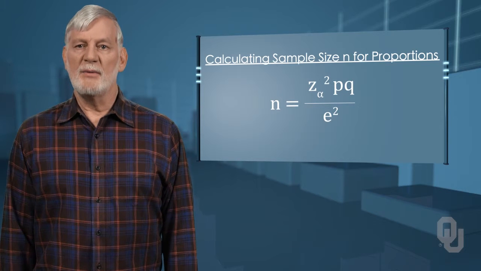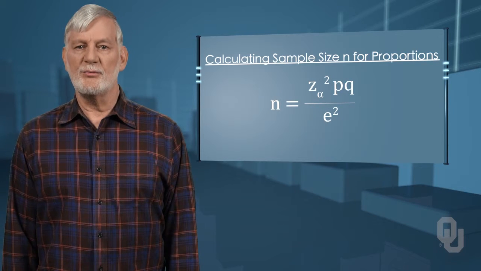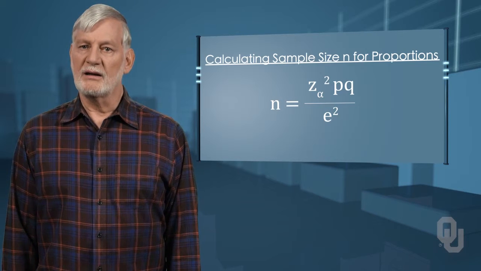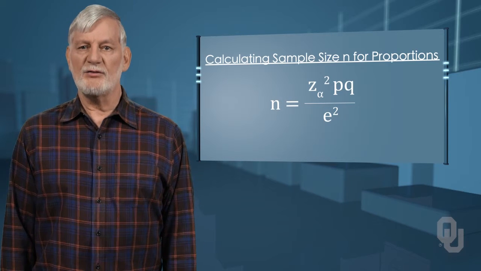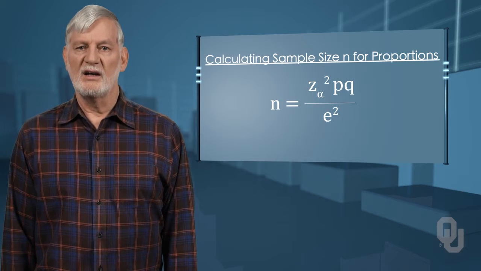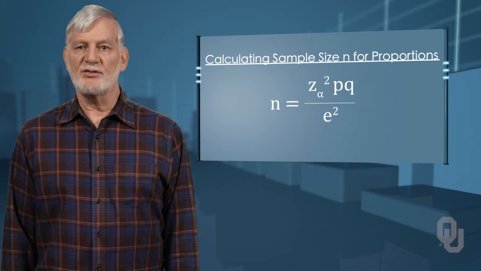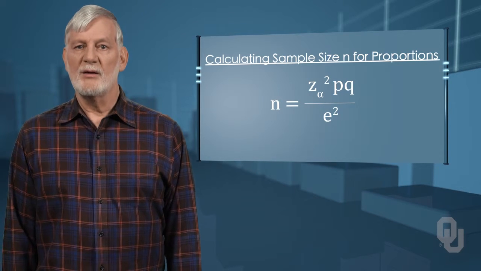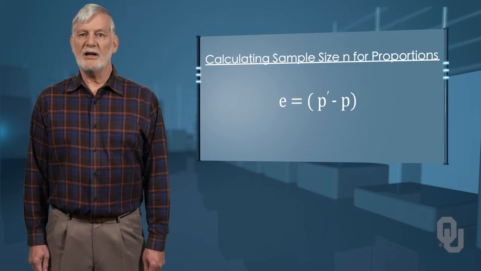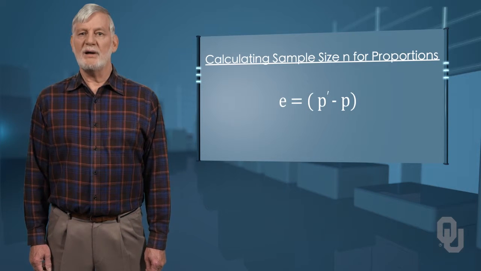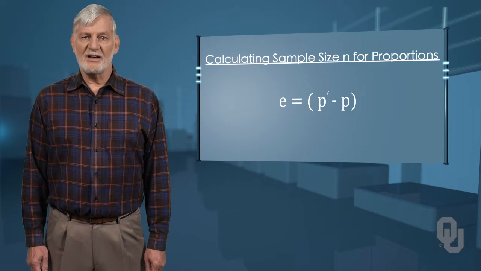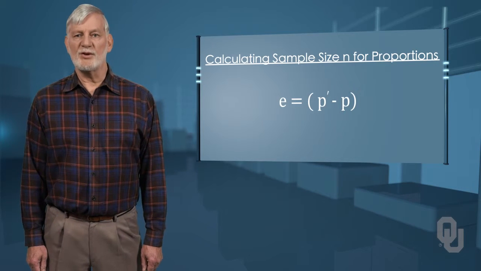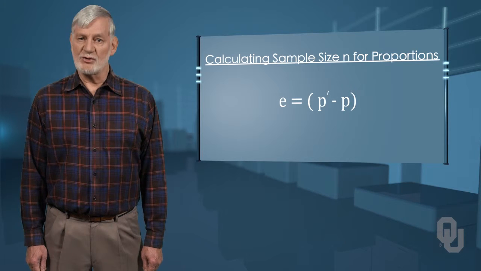We can begin by manipulating the formula for the sampling distribution for P, the population proportion, just as we did for the mean. Manipulation of the standardizing formula for proportions gives n equals z alpha squared times p times q, all divided by e squared, where e equals p prime minus p. This is the acceptable sampling error for proportions. P prime is the sample proportion we expect to get when we do the actual sampling.